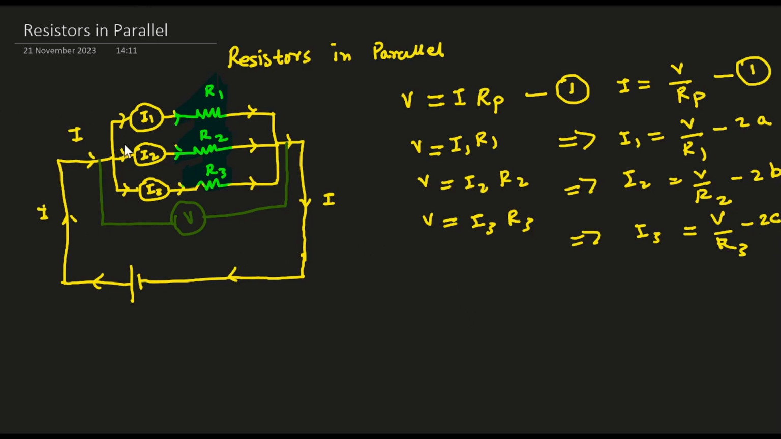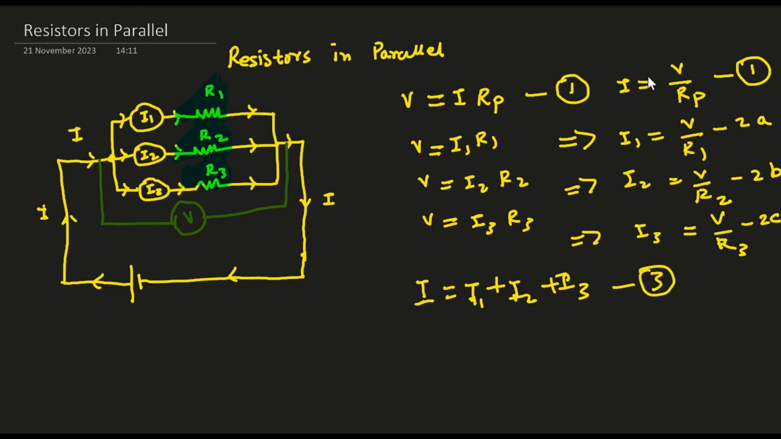Now, since this is the nodal point over here, the current coming in will be the same as the current branching out from this side. Therefore, at this particular point, we get the current I is equal to I1 plus I2 plus I3. So I will call this equation number 3.